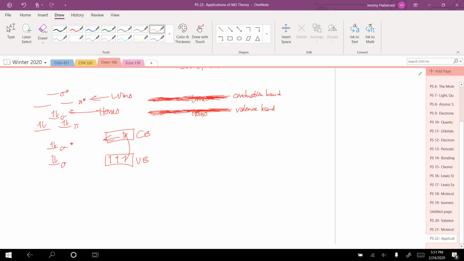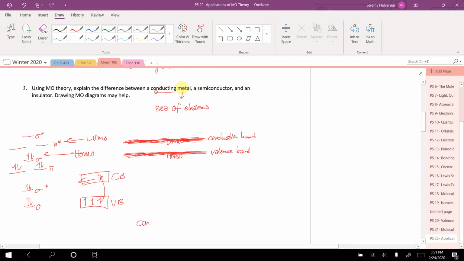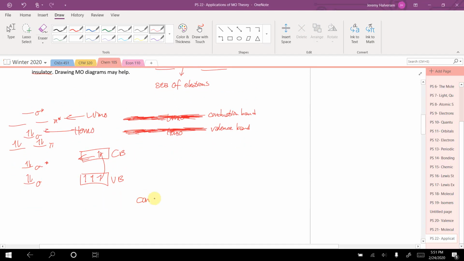So what's going to prevent conduction of electricity? Well, if this gap is too big, we call it the band gap. If it's too big, it's going to take way too much energy to move electrons through the metal. Okay, so the problem wants us to differentiate between a conducting metal, a semiconductor, and an insulator. This is the difference.